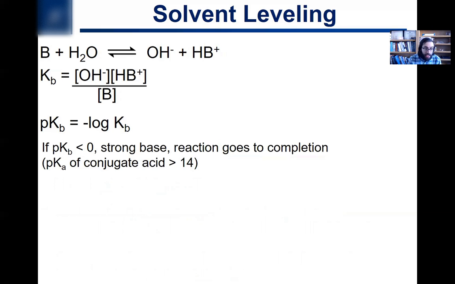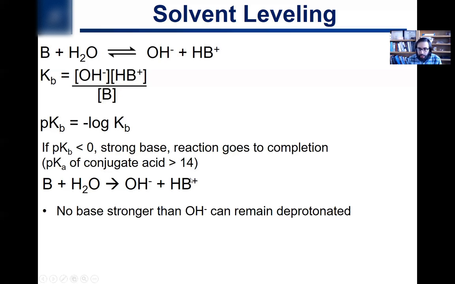Now, if a pKb is less than 0, we know from our relationship pKa plus pKb equals pKw equals 14 at 25 degrees Celsius, that a pKb less than 0 is the same thing as saying the pKa of the conjugate acid is greater than 14. And so essentially in these cases, with the pKa of the conjugate acid being greater than 14, the base is completely reacting with water to give one equivalent of hydroxide. For every 1 mole of base added to water, 1 mole of hydroxide is being produced.